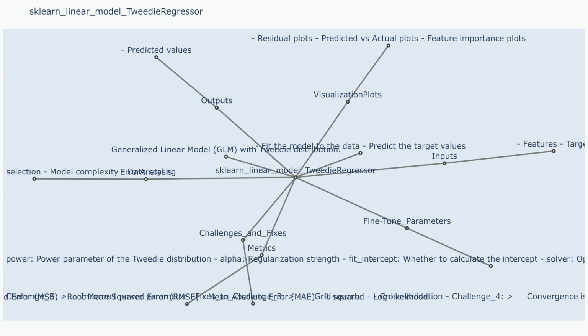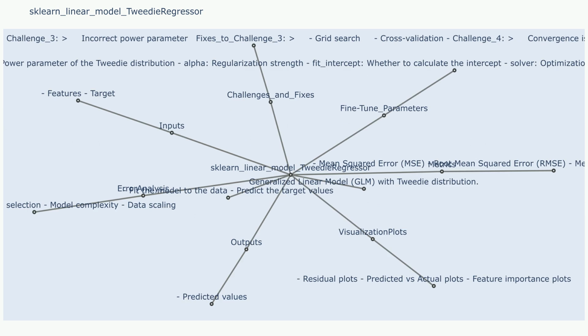Inputs: X, a two-dimensional array representing the input features or independent variables. Each row corresponds to a sample, and each column represents a feature. Y, a one-dimensional array representing the target variable or dependent variable. This array contains the count data for each sample.